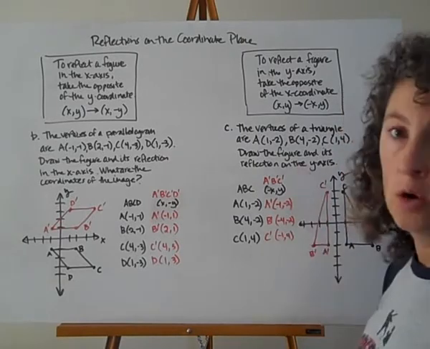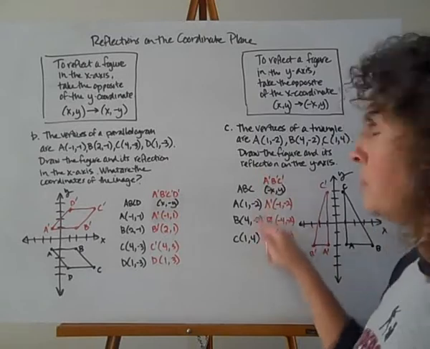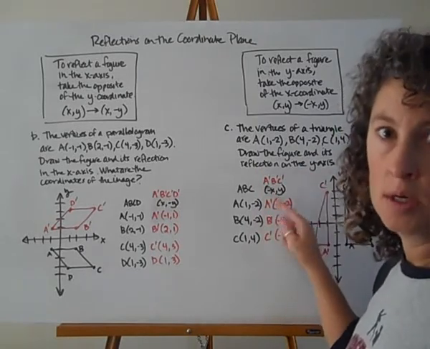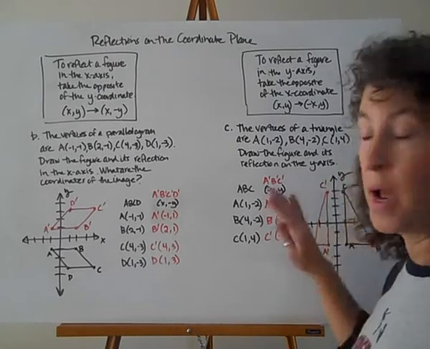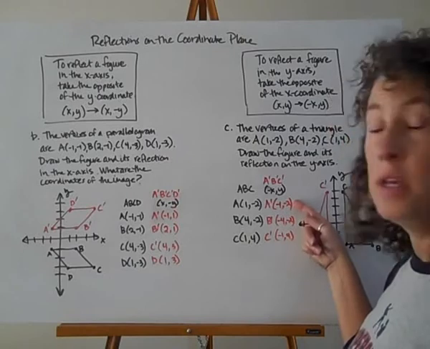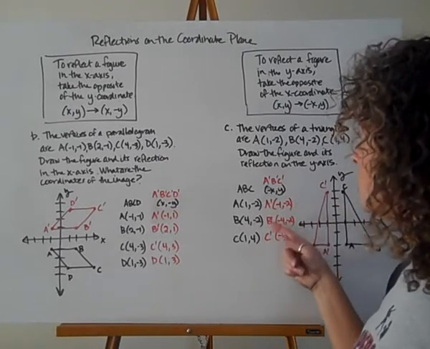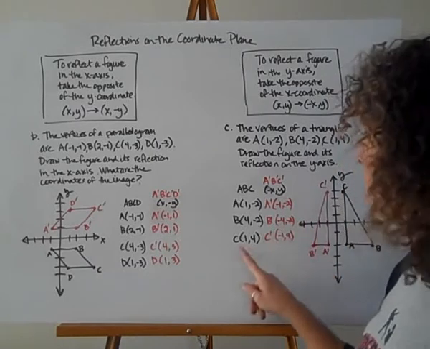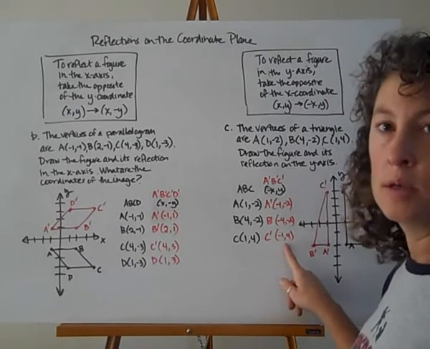So we're going to reflect that over the y-axis. So here are my original points. I'm going to find the opposite of the x-coordinate since I'm reflecting it over the y-axis. So I'm going to take all of these x values and find their opposites. So I come up with these ordered pairs. A is -1, -2. B is -4, -2. Notice the y value is still staying the same. And C is -1, 4.